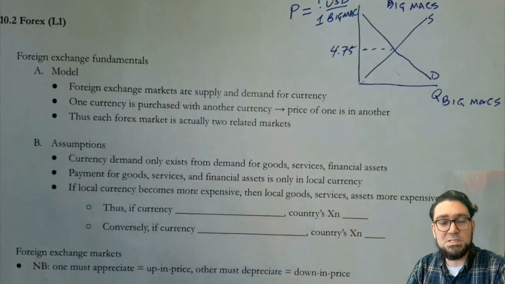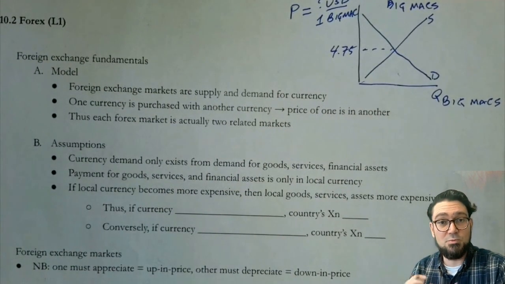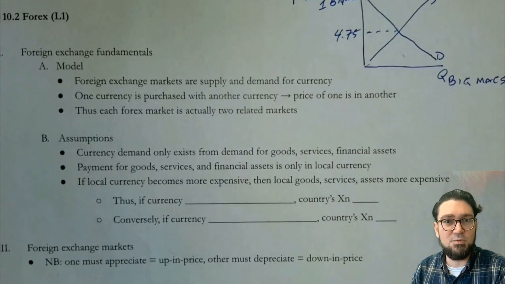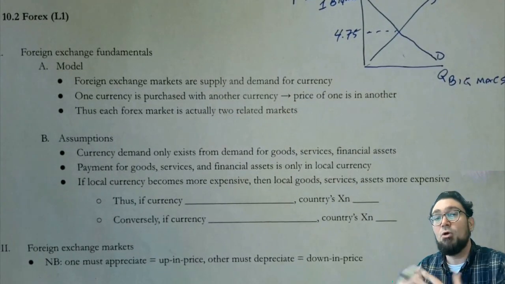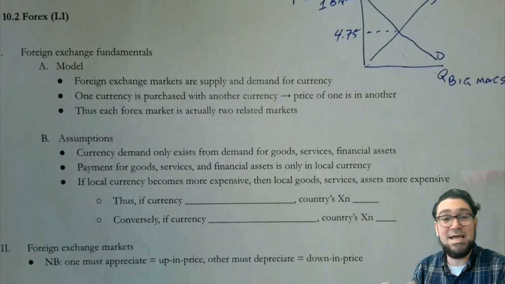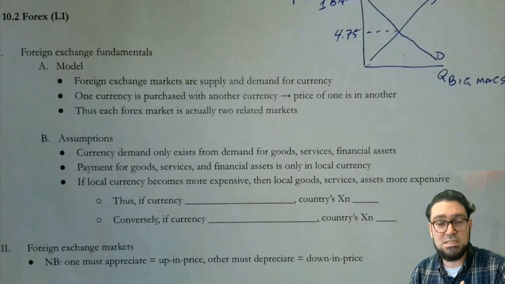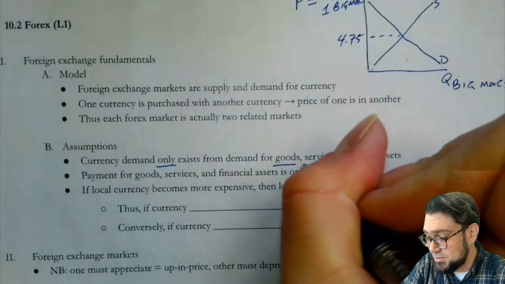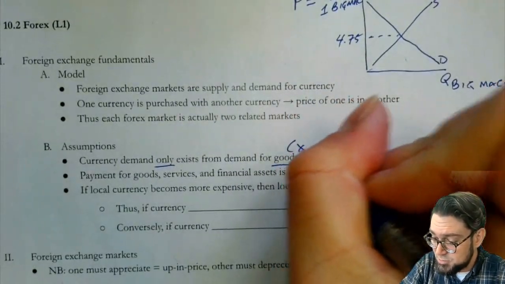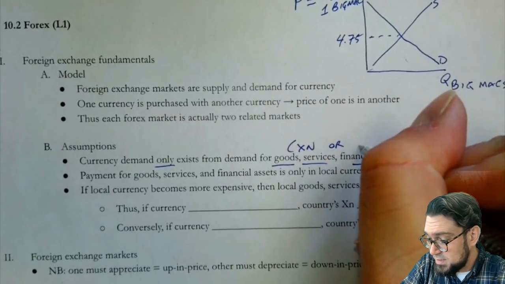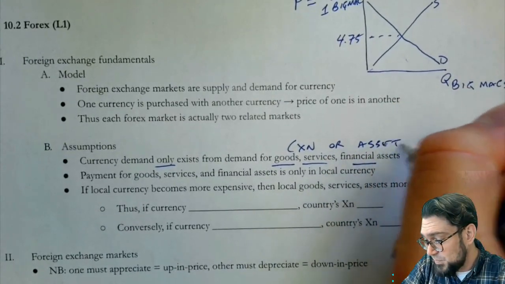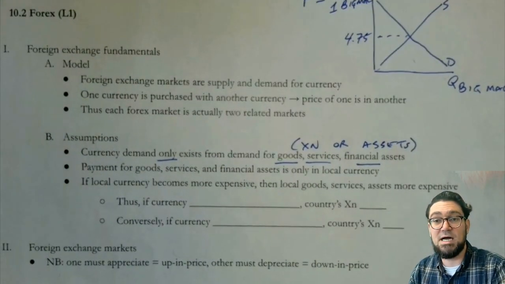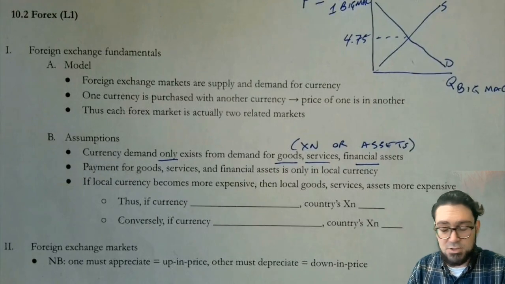A couple of assumptions that we're going to make are not true in the real world, but we make them to be able to simplify some of our analysis. The first is that the only reason that somebody might demand a currency, that they might want a currency, is to buy something with it, right? It only exists to buy goods, services, or assets. So we can say net exports or assets. That's the only reason that you want a currency, is to buy goods and services or financial assets.